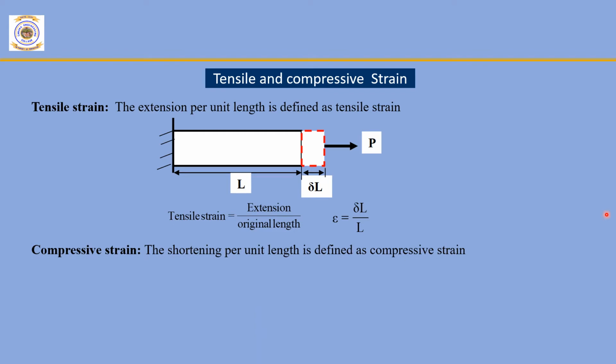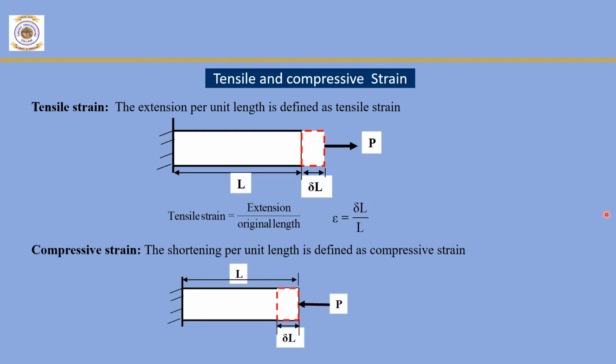Coming to the compressive strain. The compressive strain is nothing but the strain which is induced due to the application of compressive load. So due to the application of this compressive load, there is a decrease in length of the bar. The decrease in length is delta L, or the change in length is delta L. Original length is L. Therefore, the compressive strain can also be defined as the shortening of bar by original length, because we are applying the compressive load. Therefore, the shortening of the bar takes place. So therefore, epsilon is equals to delta L by L.